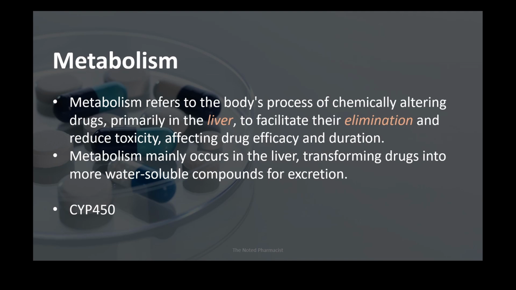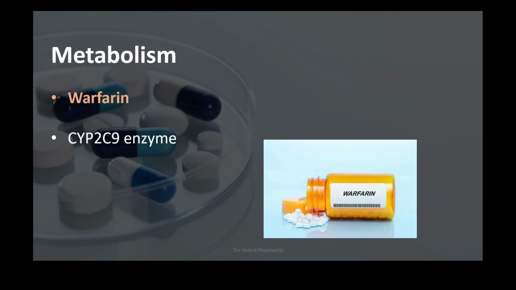Metabolism mainly occurs in the liver, transforming drugs into more water-soluble compounds for excretion. The liver enzyme CYP450 is vital in this phase, as seen with drugs like warfarin, which is metabolized by the CYP2C9 enzyme. Variations in CYP450 enzymes due to genetic factors can impact how quickly or slowly a drug is metabolized.